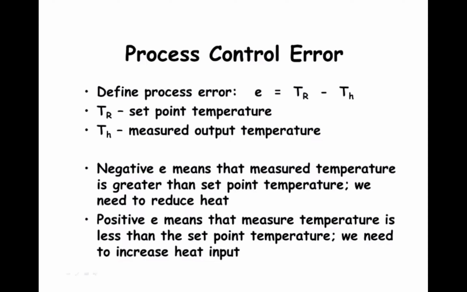Let's revisit and discuss more details about the process control. Error E is the difference between Tr and Th. Negative E means that the measured temperature is greater than the set point temperature, and we need to reduce heat. And positive E means that the measured temperature is lower than the set point temperature, and we need to increase heat input.